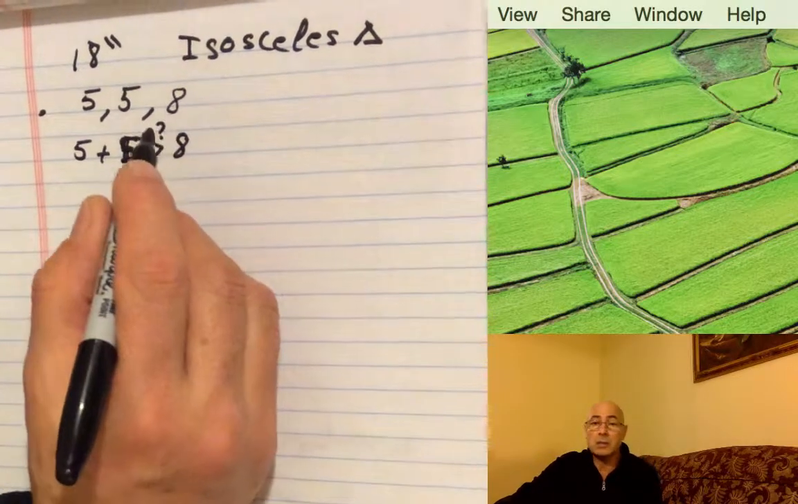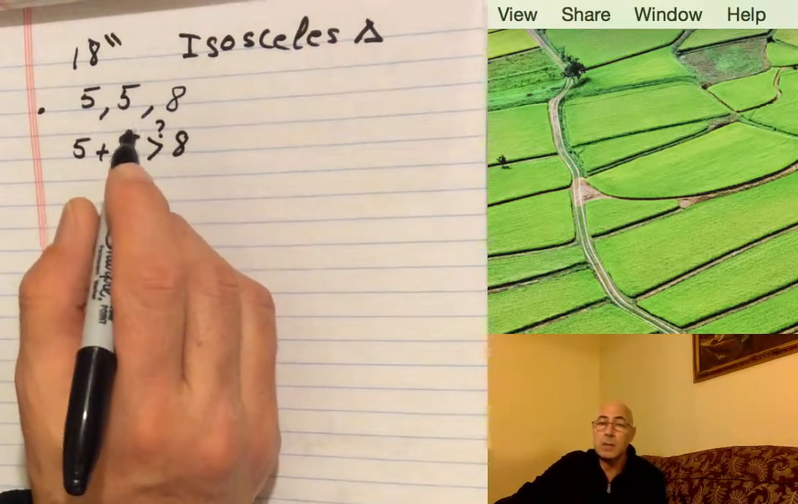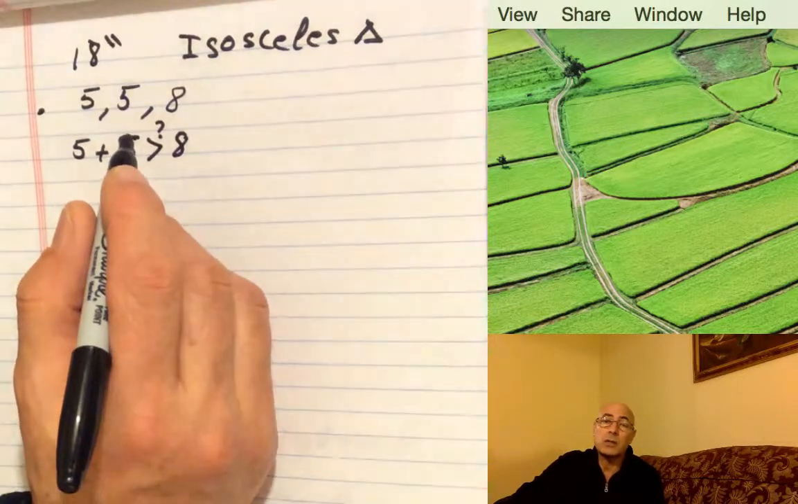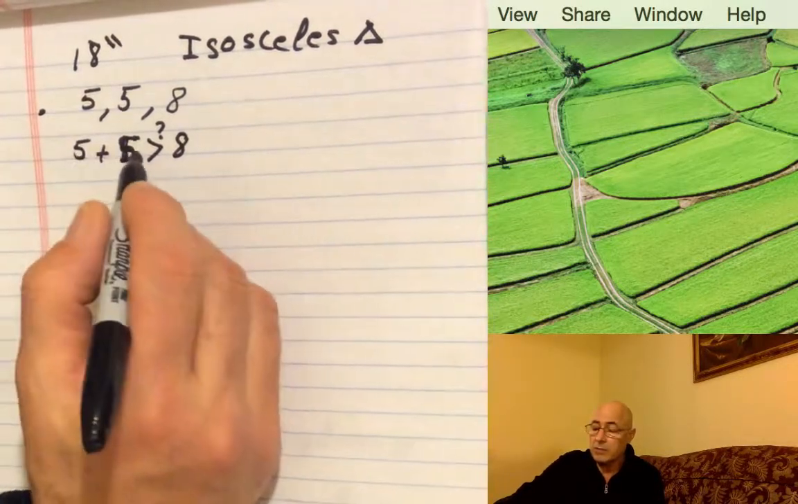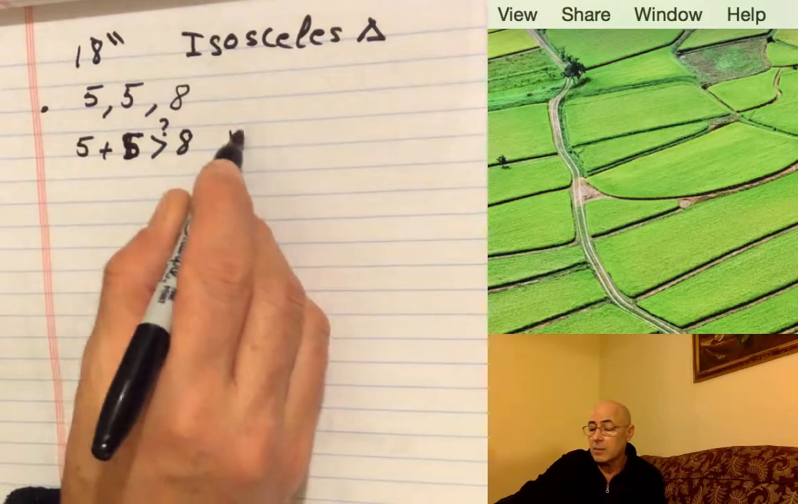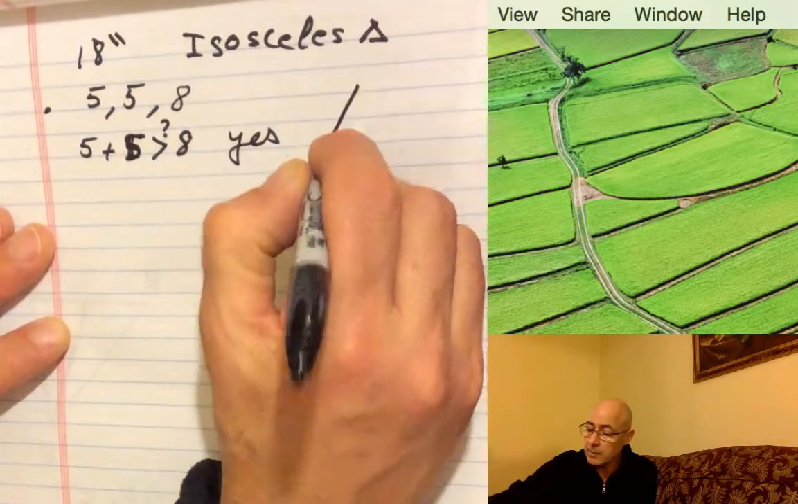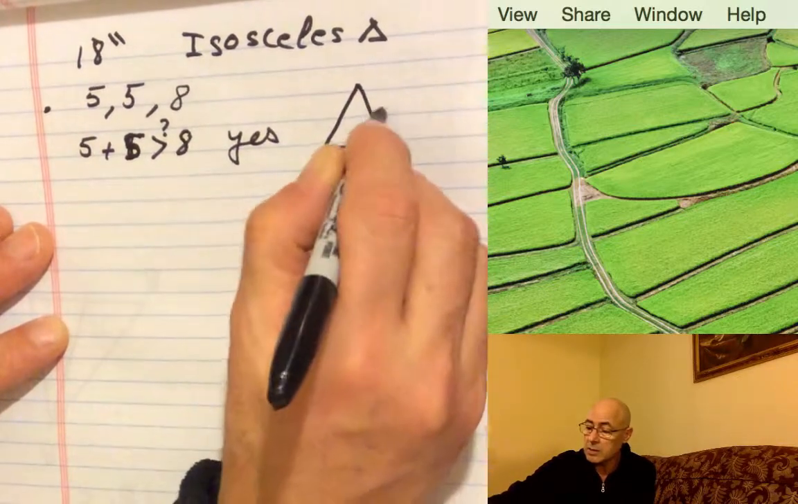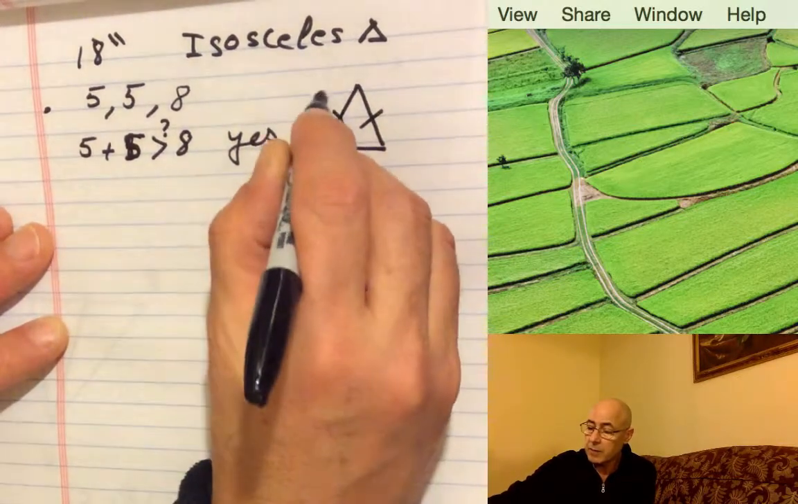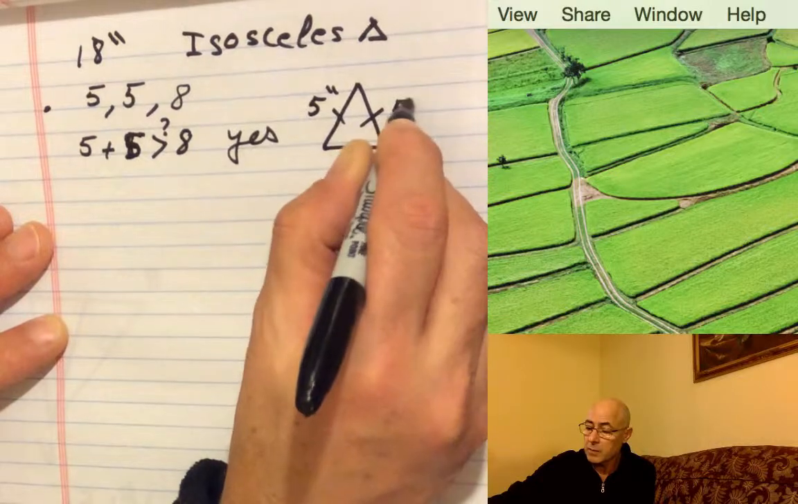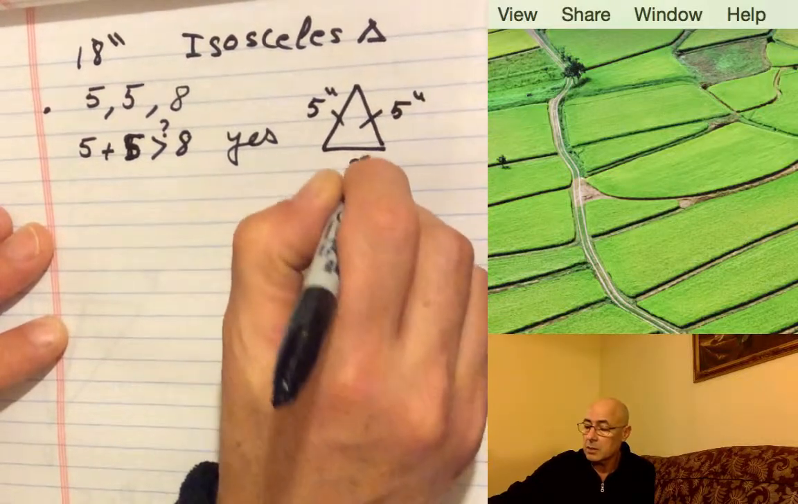The third side, because the triangle inequality says the sum of any 2 sides has to be greater than the third side. So 5 plus 5 is 10. Is 10 greater than 8? Yes. So that's one possible solution. So I can draw an isosceles triangle, 5 inches, 5 inches, 8 inches.